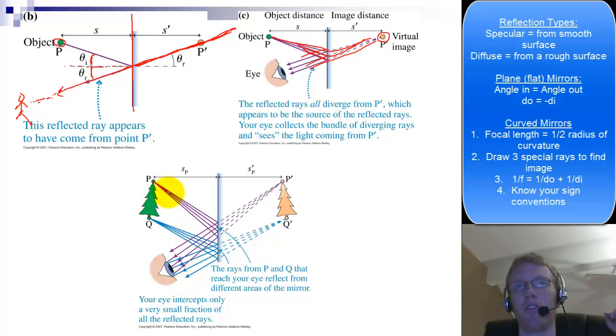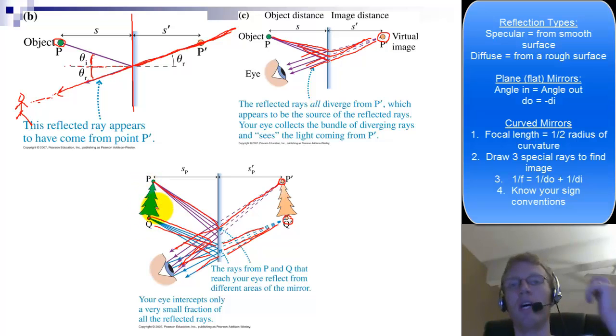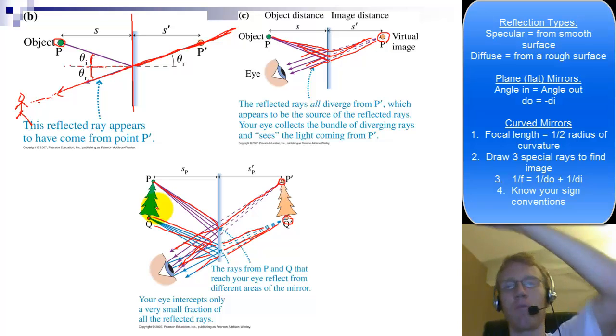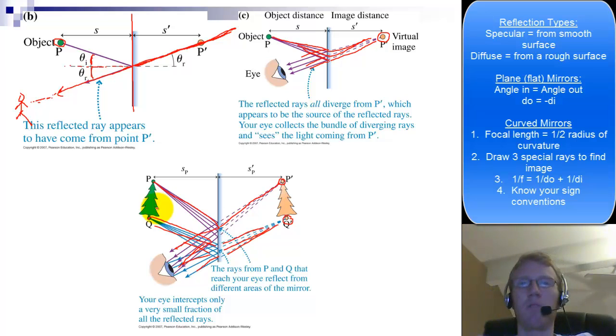So the top of the tree will reflect out, and all these will map back to where the top of the tree image is. The bottom of the tree will reflect off, and then trace backwards to where the bottom of the tree is, and then any point in between. So if you have an extended object, you typically only have to choose the top and bottom points, figure out where they reflect to, or appear to be coming from, and then everything else is continuous in between. So the key here is that the mirror is flat, and the angle in equals the angle out.